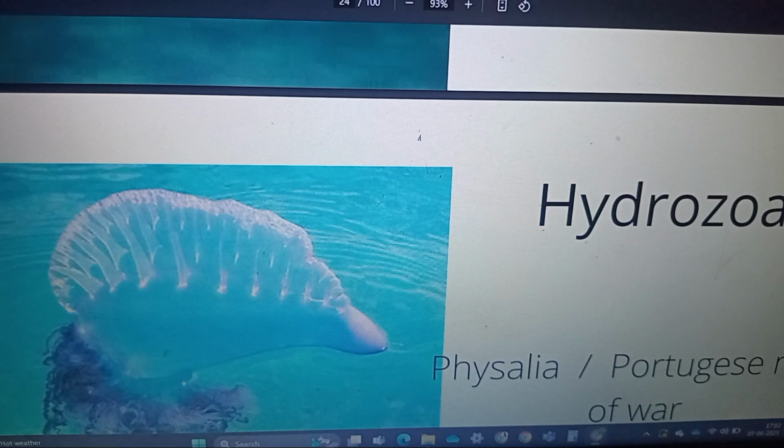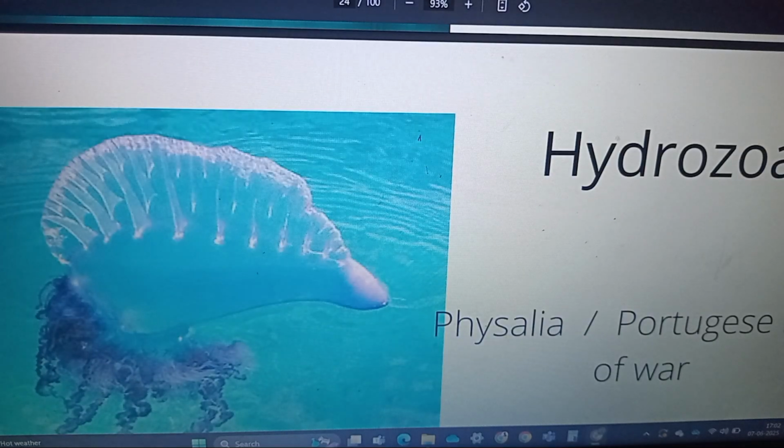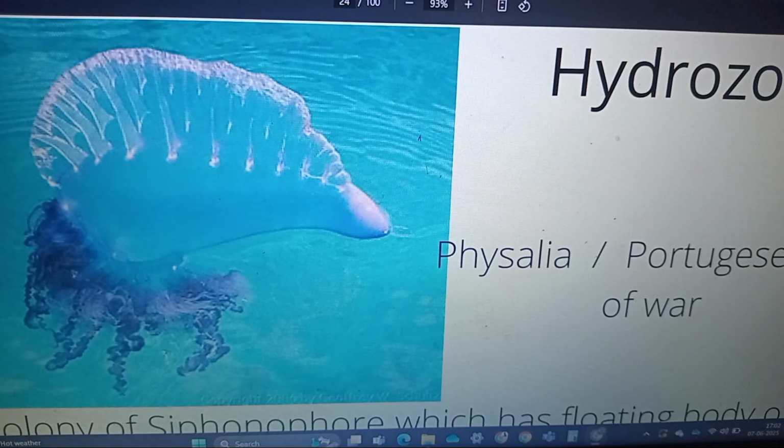Other examples of coelenterata are the Physalia, that is the Portuguese man of war. Here it floats on the water with its zooids and it has a balloon filled with air.